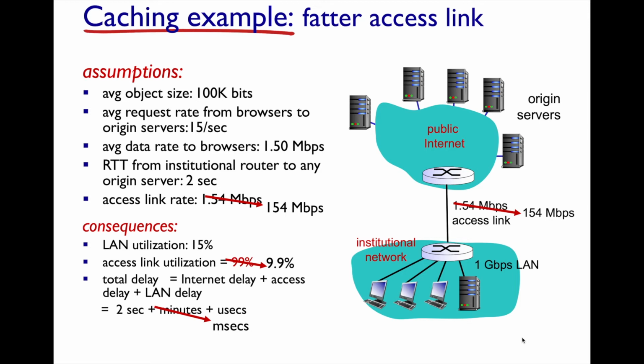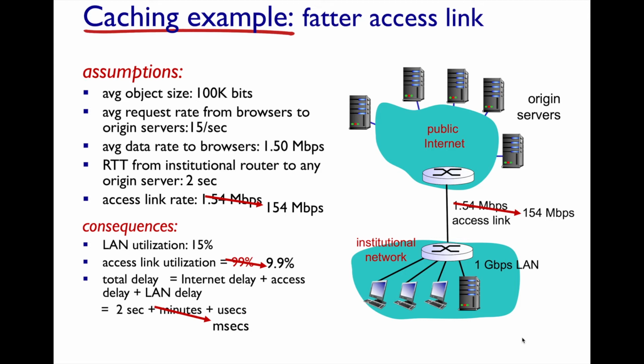Now, let's just take the assumption of increasing it tenfold. If we increase the speed tenfold, it wouldn't be 154 megabits per second for the bandwidth of the institutional access link. It would be 15.4 megabits per second. So just imagine this said 15.4 for the sake of this example.